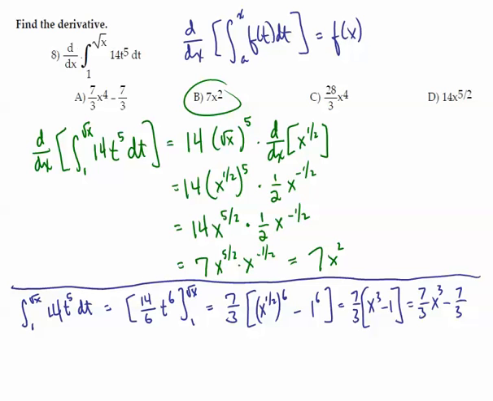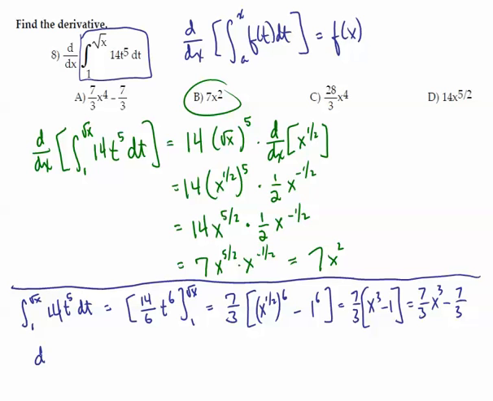So this is what the first part of this is asking us to do: find the integral from 1 to the square root of x of 14t to the 5th dt. And that's what we did. But we're not stopping there. What we really want to do is to find the derivative of that.